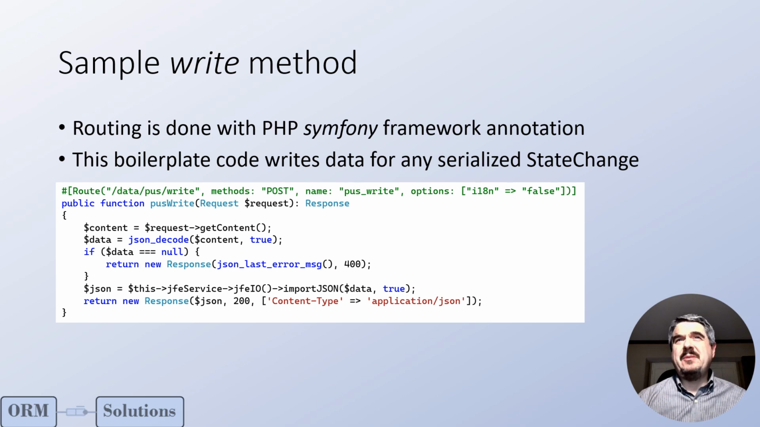So I wanted to show the basic code required. This is handwritten code. This has routing mechanisms on it, right? This is done with the PHP Symfony framework and is essentially boilerplate. So what this code does is gets the content, decodes it into data, and then we import that data into the import JSON function, which is 100% generated code. The true means return a string. So we want the JSON string back, not the object form. And then we return that response.